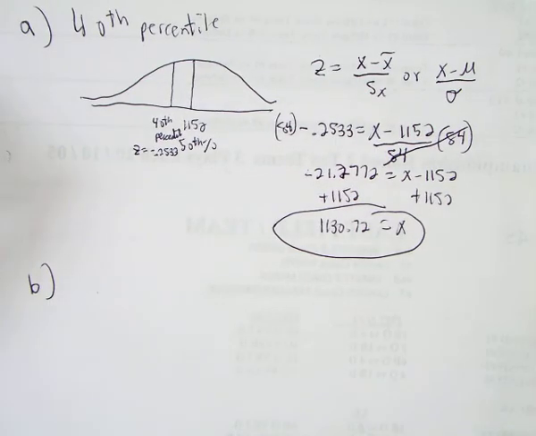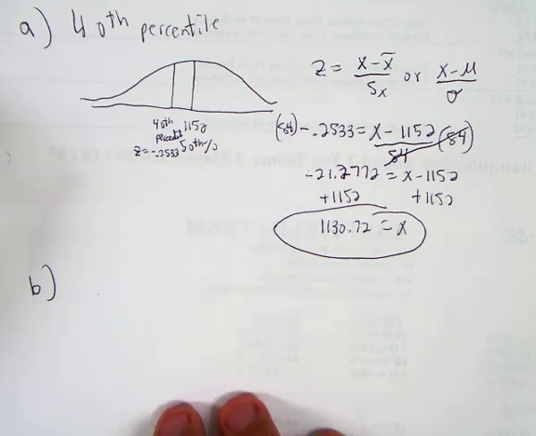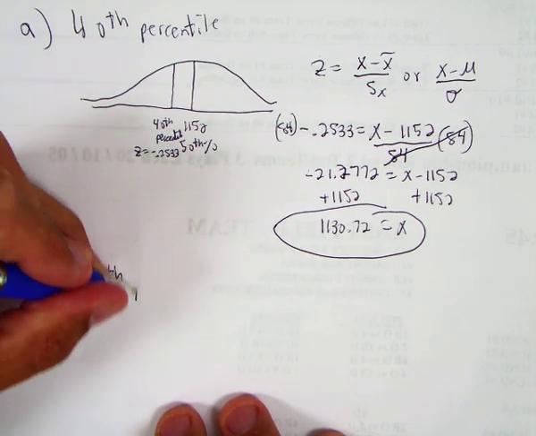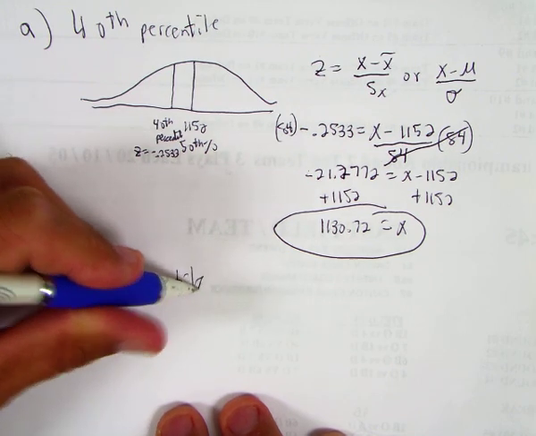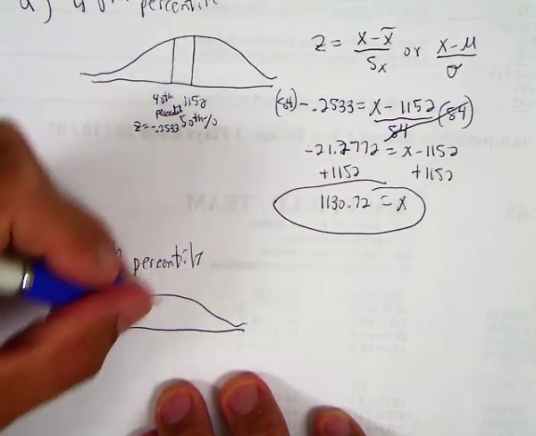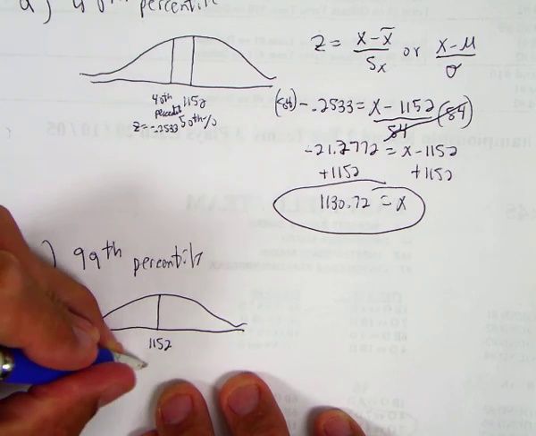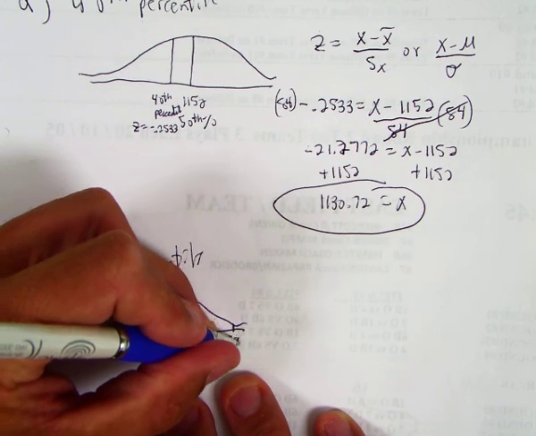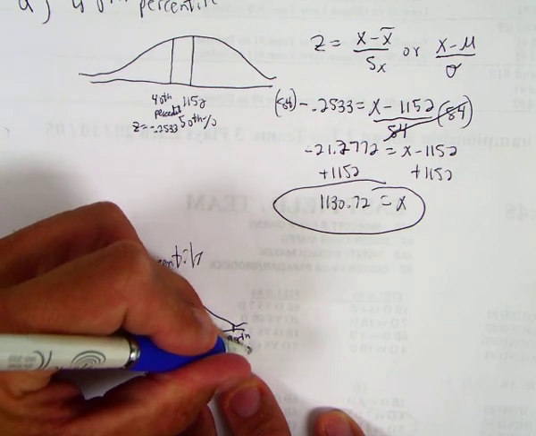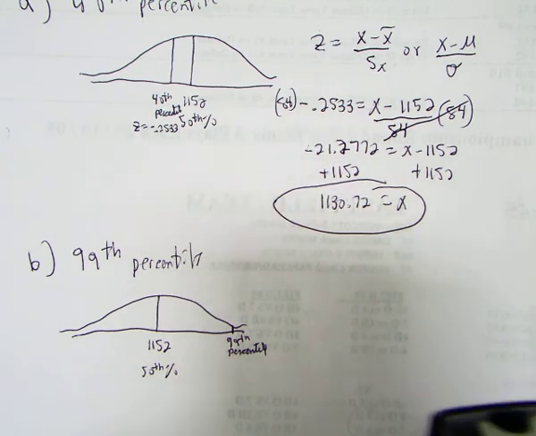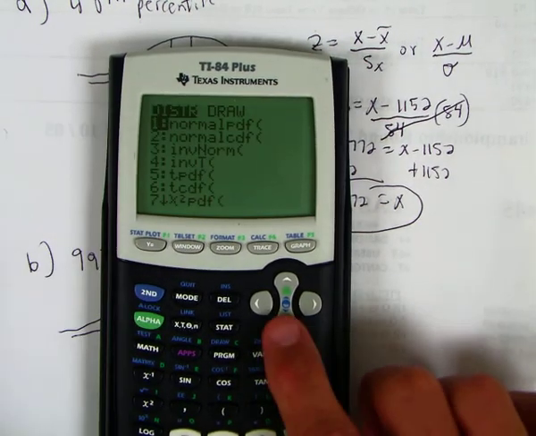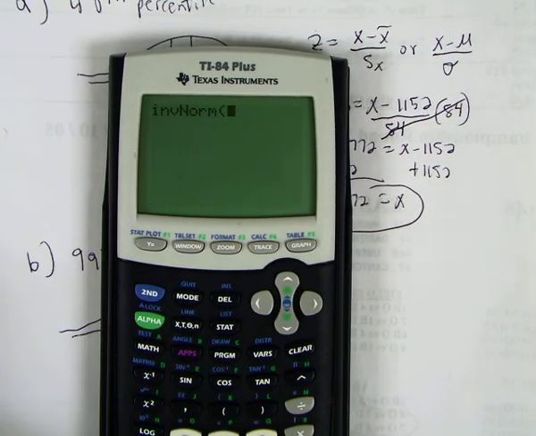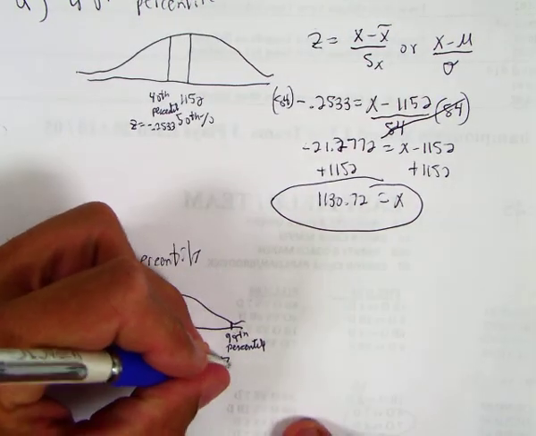And then B, they want to know the 99th percentile. Okay, so again, we draw a picture. 1152 is the 50th percentile. So the 99th percentile is up here. So again, we're going to go to our calculator. We're going to go inverse norm, and we're going to do the 99th percentile. And that's 2.326. So z here is 2.326.